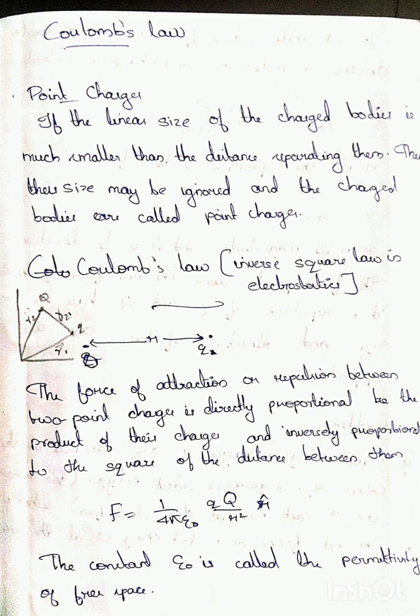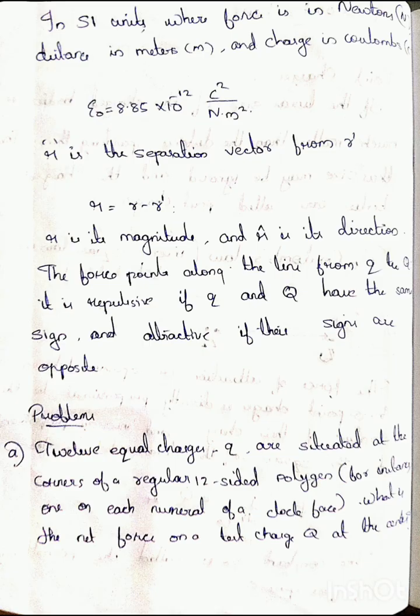The force of attraction or repulsion between two point charges is directly proportional to the product of their charges and inversely proportional to the square of the distance between them. Equation: F is equal to 1 by 4 pi epsilon 0 times q into Q divided by r square into r cap. The constant epsilon 0 is called the permittivity of free space. SI unit: Newton. The value of epsilon 0 is 8.85 into 10 raised to minus 12.